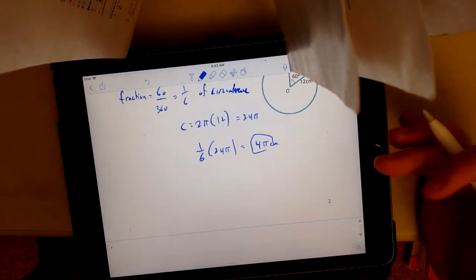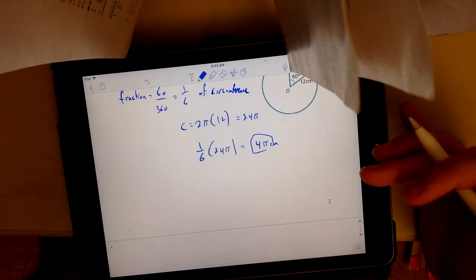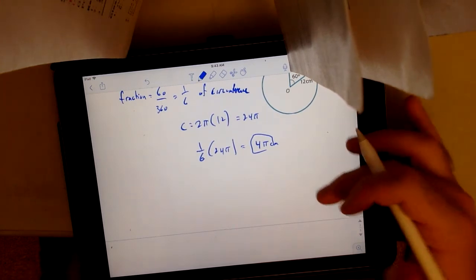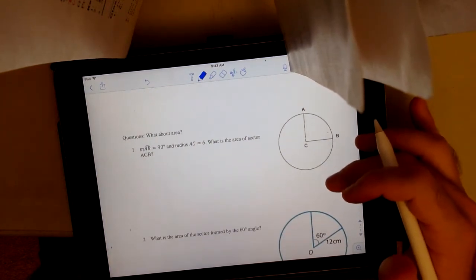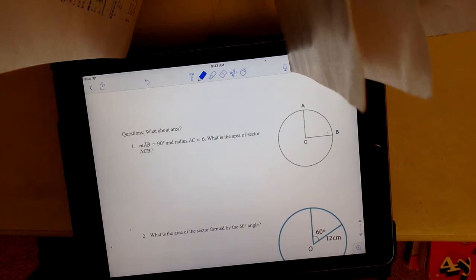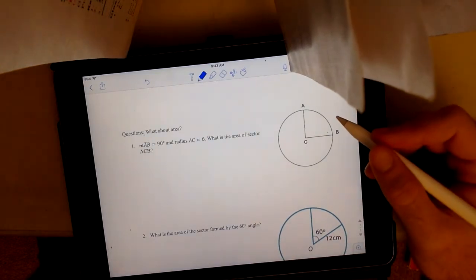So what do you think is going to come next? Well, we just did fractions of the circumference. Now we're going to do fractions of the area. This is going to be very, very similar because the fraction of the circle is the same idea.